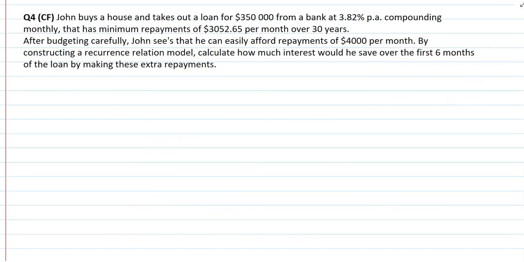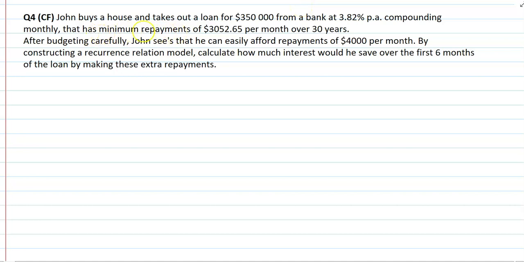The last question. As you can see, it's a complex familiar question. So here we have John, good old Jono. He buys a house and takes out a loan for $350,000 from a bank at 3.82% per annum, compounding monthly. And we have minimum repayments of $3,052.65 per month over 30 years. So this looks like a typical house loan scenario.